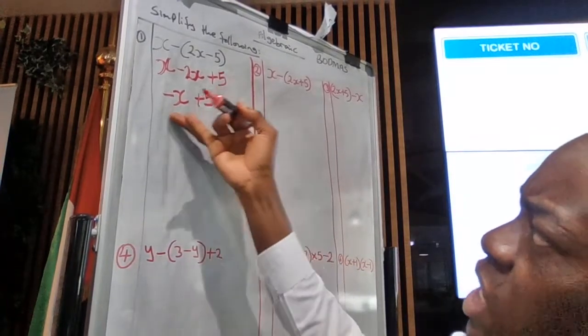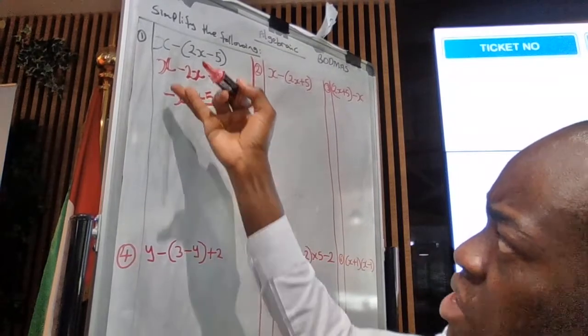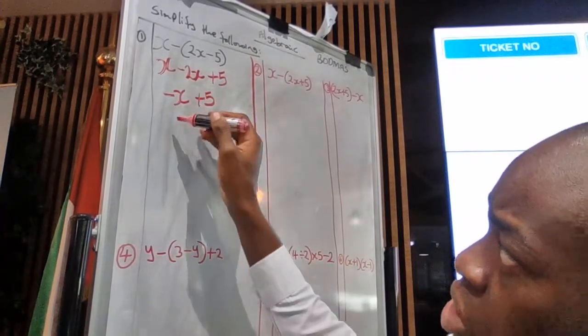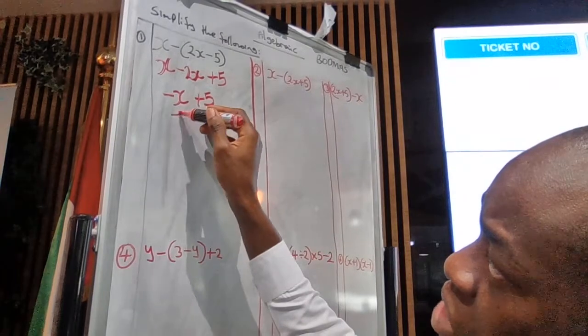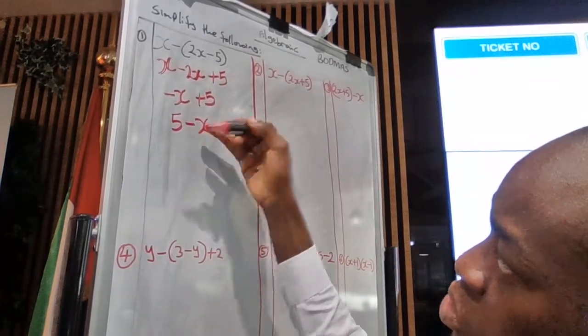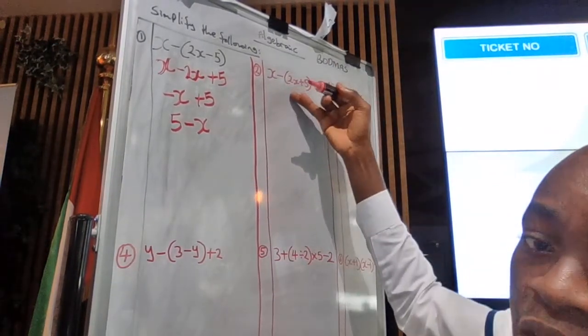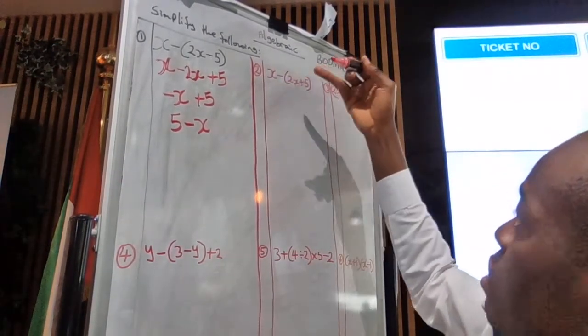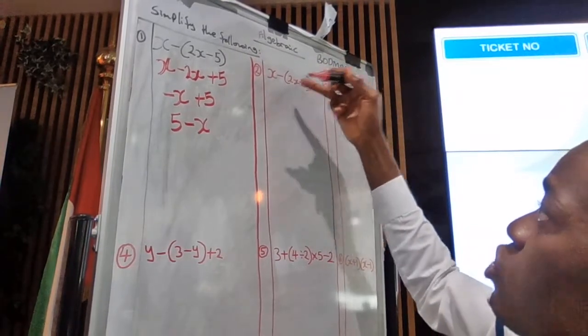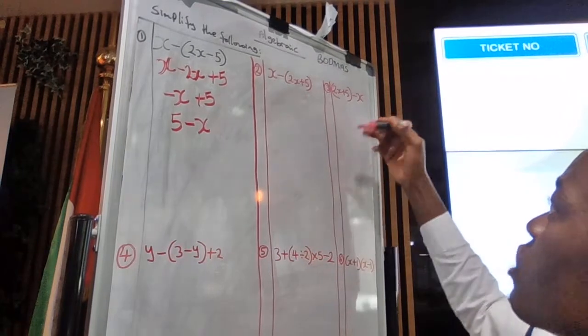So this one, they are unlike terms. You can rearrange by having your plus first, followed by the minus. Plus 5 is still the same thing as 5 minus s. So you know it looks better. From what we have here, the next one is x minus 2x. You can solve this. Just try this and get back to me.